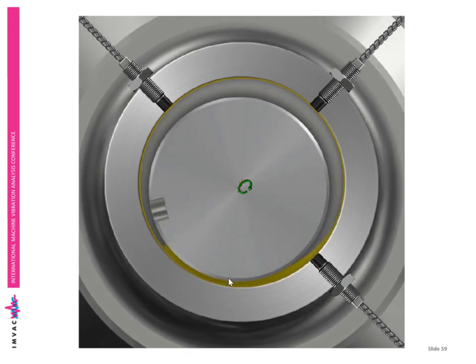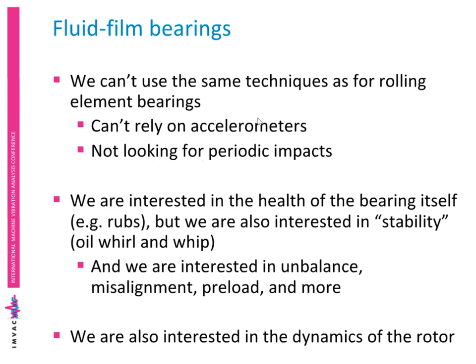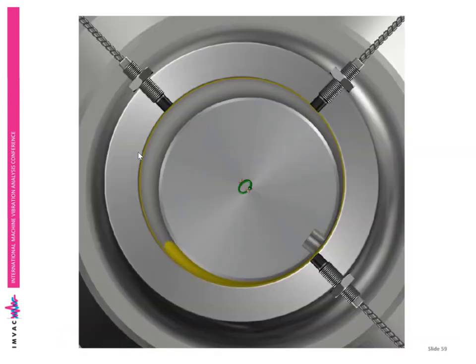We may not see very much at all, so we can't rely on that technique. And the other thing is, we're not usually looking for impacts. If we're seeing impacts, then something pretty serious is going on. But we are interested in the health of the bearing itself. If there were rubs or something like that going on, we're interested in that. But we are also particularly interested in the stability of this system.